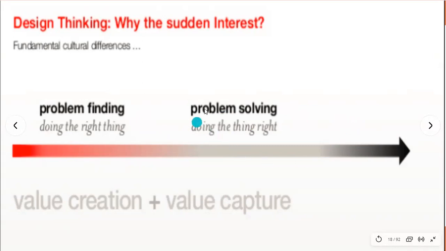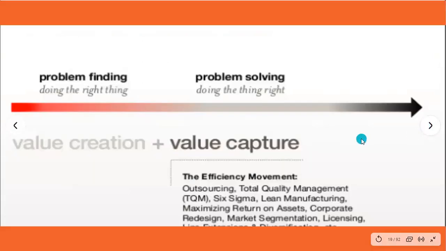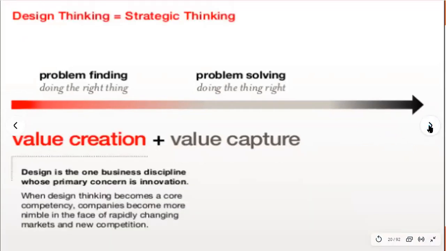Now, if you look at problem solving, doing the things right, we're talking about value capturing. But when we're talking about doing the right things, we're talking about creation of value. If I talk about value capturing, we're talking about efficiency movements. For example, Six Sigma, lean manufacturing process for that matter, outsourcing, total quality management, corporate redesign, market segmentation, licensing. But when we are talking about value creation, then we are talking about the discipline of business whose primary concern is to innovate.